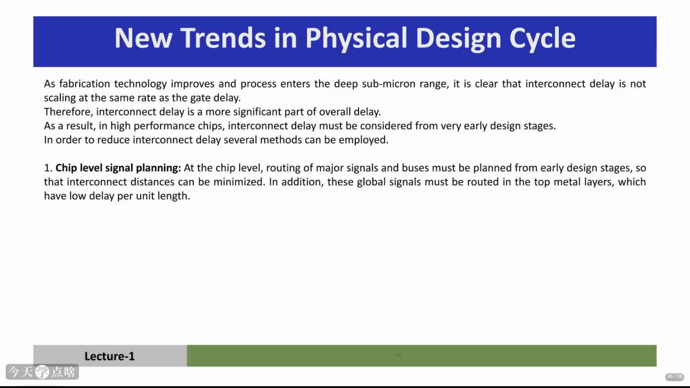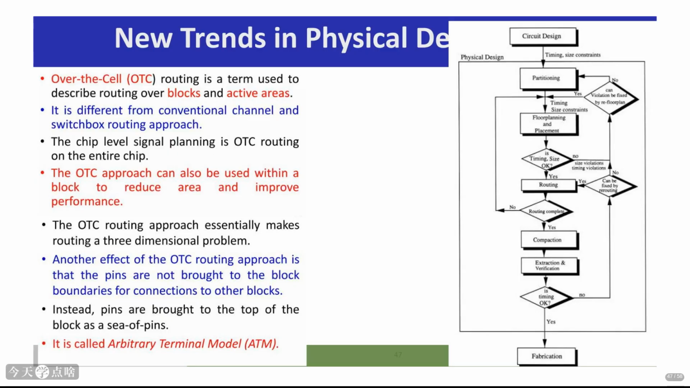This means minimizing the distance these signals travel and routing them on the top metal layers, which have the lowest resistance and capacitance. It's about strategically placing and connecting the critical pathways of the chip early on. Another technique is over-the-cell, or OTC, routing. Traditionally, routing happened in the channels between cells and the switch boxes. OTC allows routing to go over the top of the cells themselves.